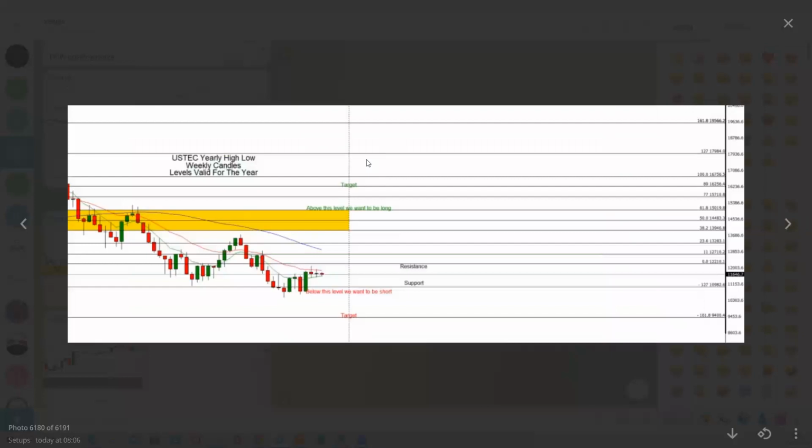On the US tech yearly high low, currently between levels of 0 and minus 127 as support resistance. Look at the moving averages, 50 is above 21, above 8. That's indicating trend is down. So with that, we're still aiming for that minus 161.8 target.